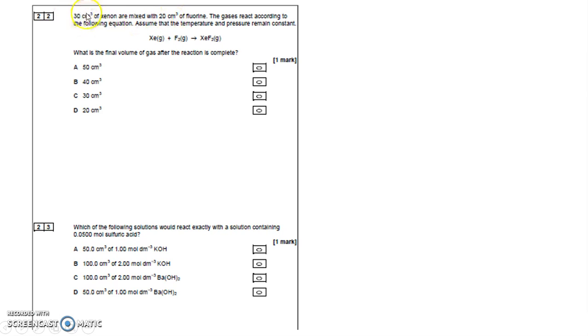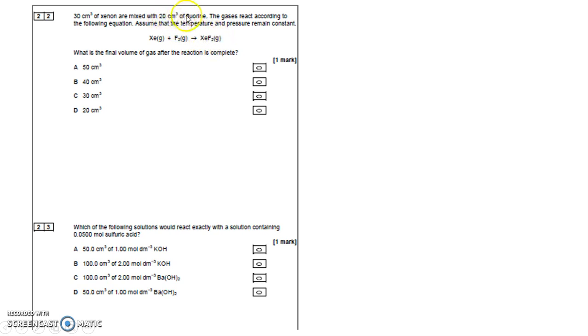So we've got 30 moles of this reacting with 20 moles of that, or at least the ratio is the same. So I've got excess xenon and 20 centimeters cubed of fluorine. 20 centimeters cubed of this would react with 20 centimeters cubed of that and leave 10 centimeters cubed left over. Now 1 mole of this reacts with 1 mole of this to make 1 mole of this. So 20 centimeters cubed of this would react with 20 centimeters cubed of this to make 20 centimeters cubed of XeF2.